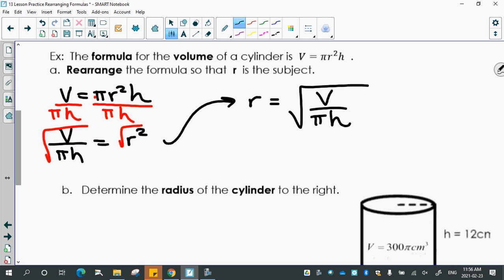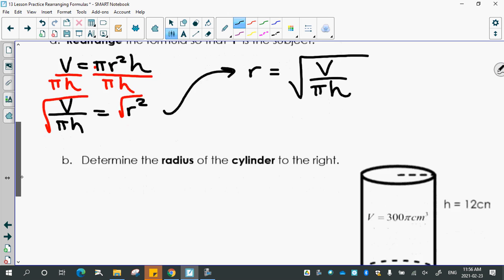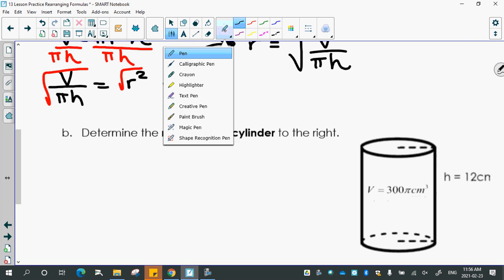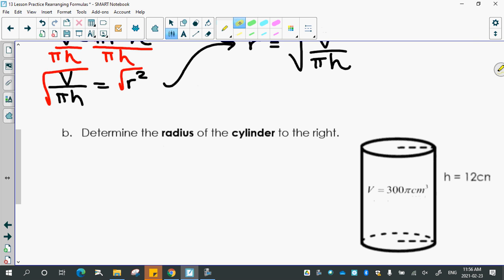Now part B says determine the radius of the cylinder to the right. We're given information about it. We're given the height is 12 centimeters. And the volume is written in this weird way: the volume is 300 times pi centimeters cubed. 300 pi means 300 times pi centimeters cubed. We can figure out what that is approximately, but we're going to leave it as 300 pi.